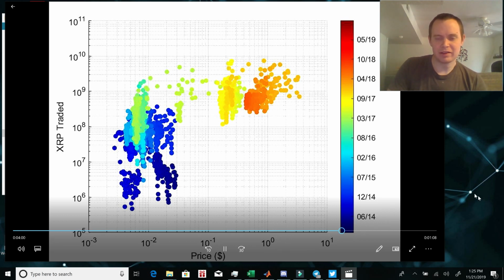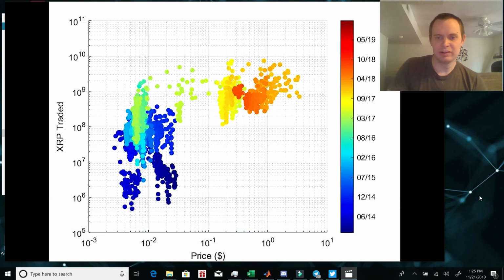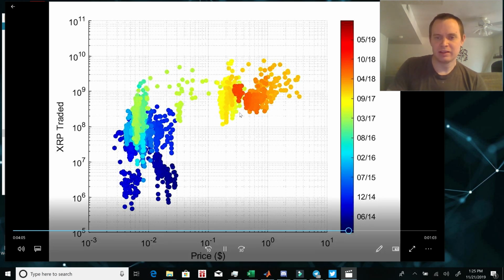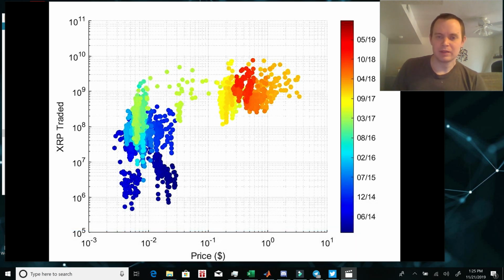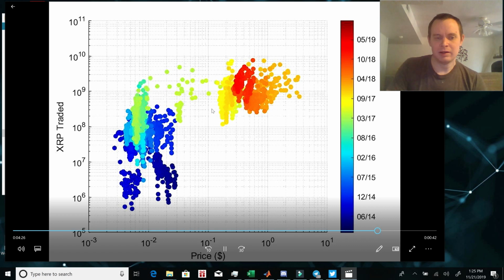So I think it's kind of interesting to see these trends, and to note that currently we are not exactly seeing these long columns that have historically developed before a very significant move up. Each time XRP has seen one of these moves up, we've seen a pretty obvious column develop on the XRP traded versus price curve, and right now we're basically just all over the place and trying to find some support.